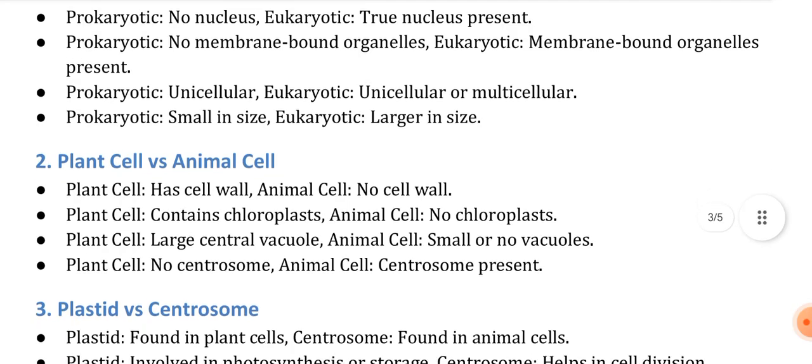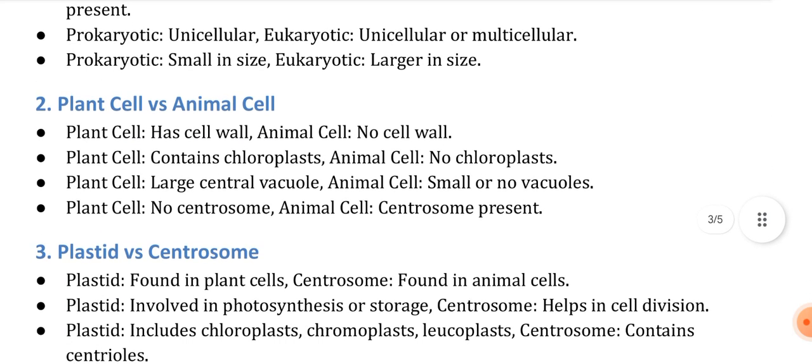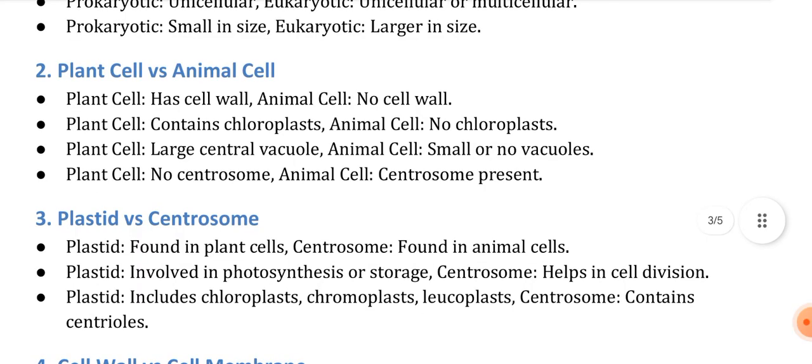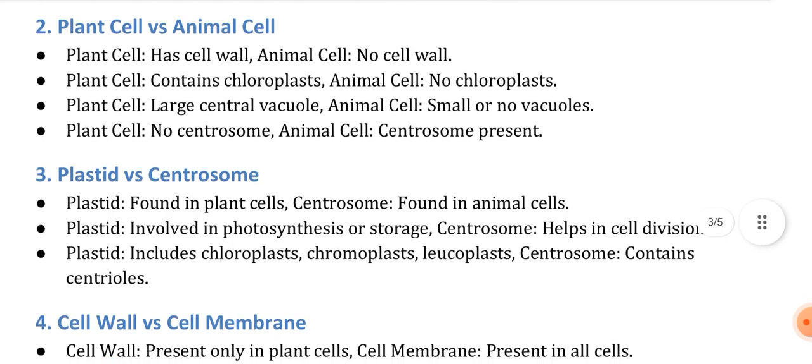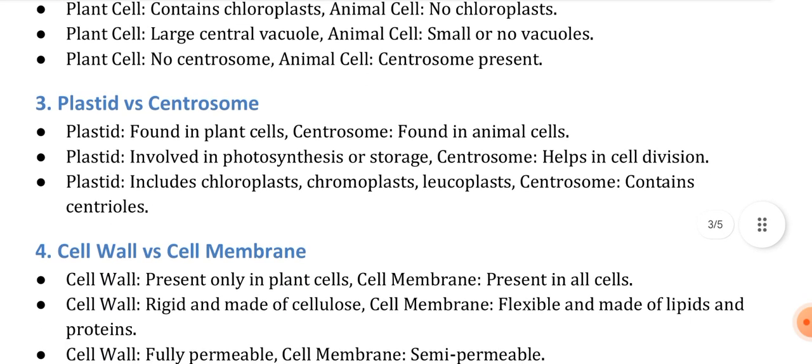Now plant cell versus animal cell: you already know the differences I have taught you. That is the difference of cell wall, the difference of having chloroplasts, the position and nature of the vacuole, and the presence of centrosome. Plastid versus centrosome: plastid is found in plant cells, centrosome is found in animal cells. Their functions are different, their types are different.